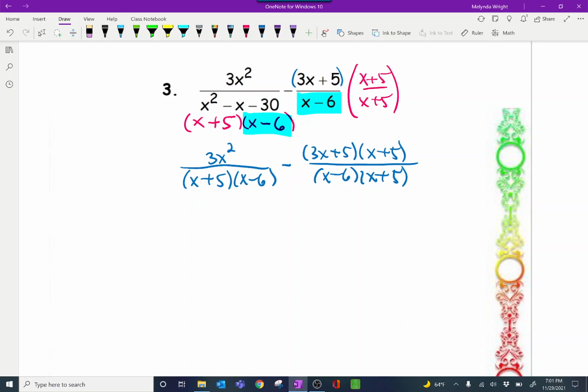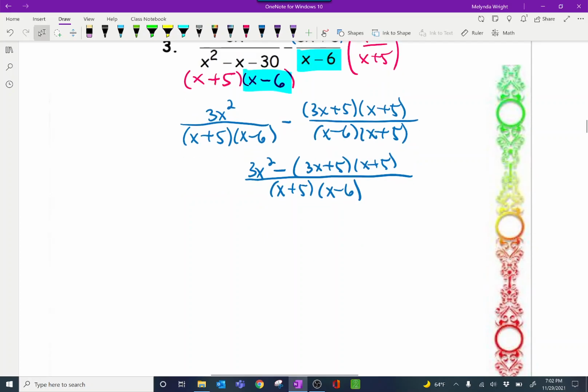So let's do that strategy where we bring it together into one fraction. So I've got 3x squared minus 3x plus 5, x plus 5, all over x plus 5 times x minus 6. Okay, great, we're down to one fraction, we're making progress. Now we need to clean that numerator up. And this piece right here, they have to be FOILed, right? I mean, that's what we would have to do to that. We're going to have to FOIL it out.